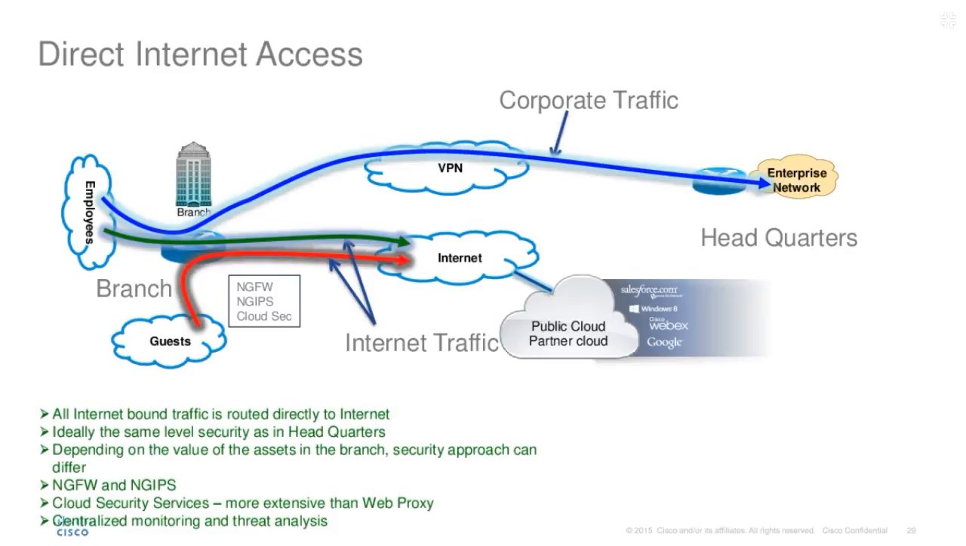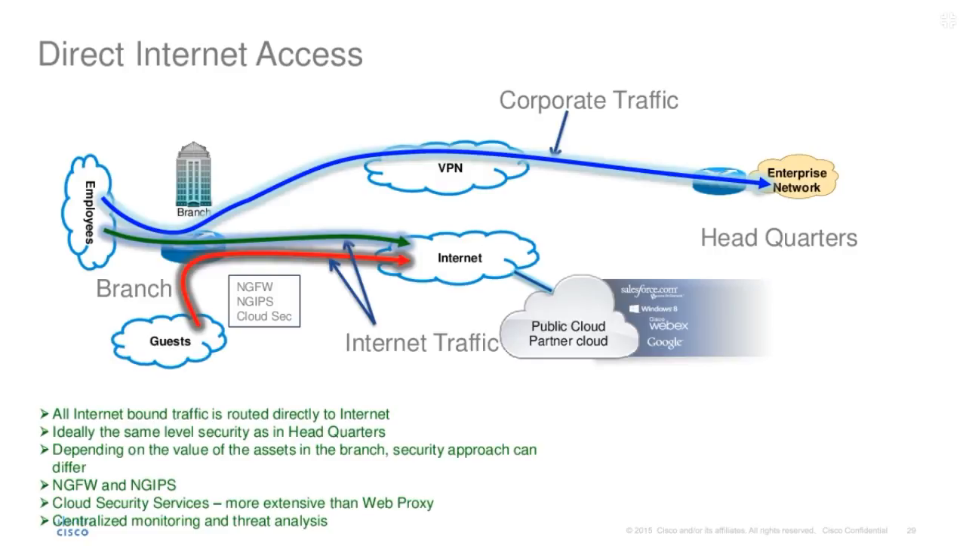This is direct internet access. This is everything goes out the pipe. So every time an employee wants to go out from my branch location, he goes directly out to the internet. Most efficient in terms of WAN bandwidth, but also the most horrifying from the security standpoint.